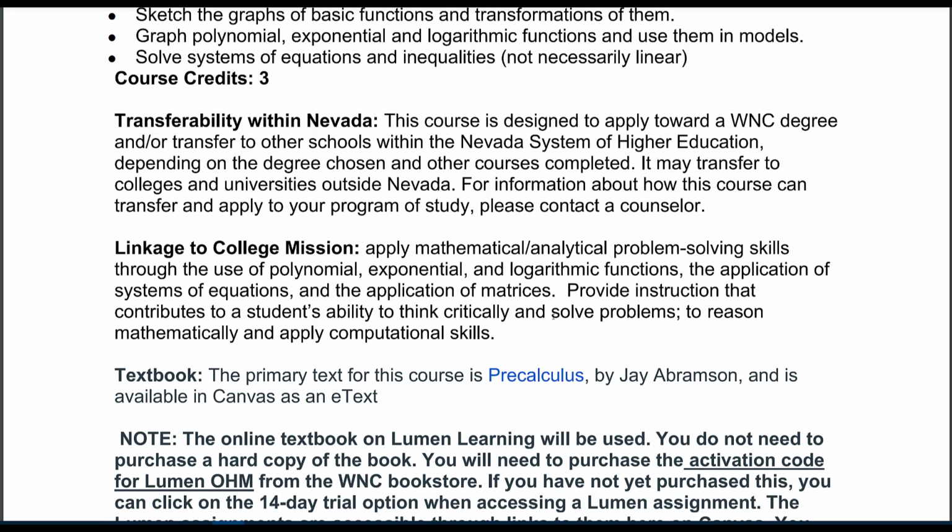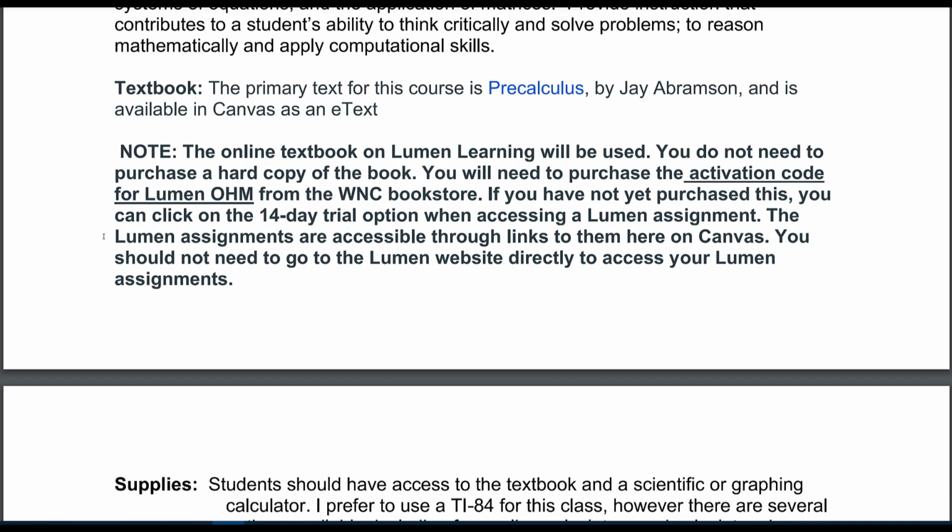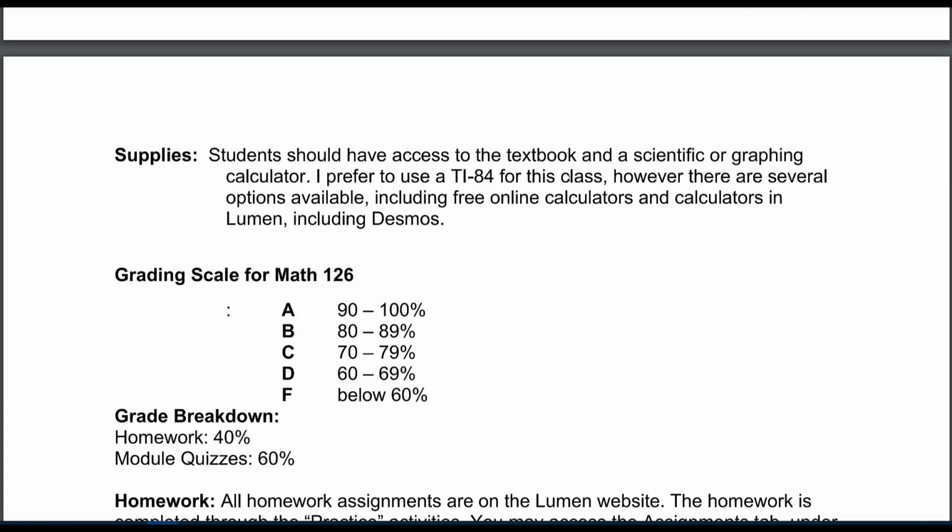And you can purchase the access code from the bookstore. So you have to get an access code. There is a 14-day trial you can get. I believe it's still 14-day from Lumen, so it'll get you into the course while you're getting your access code. So supplies: you need a textbook, a scientific graphing calculator. I like the TI-84, but I'll be honest, I've been using Desmos for this class quite a bit, especially when I teach in person. Love Desmos. It's great. Good program.